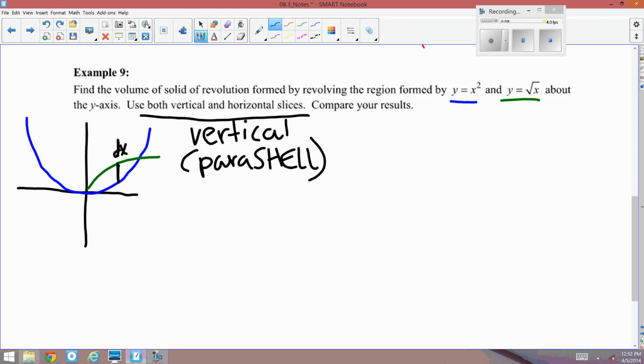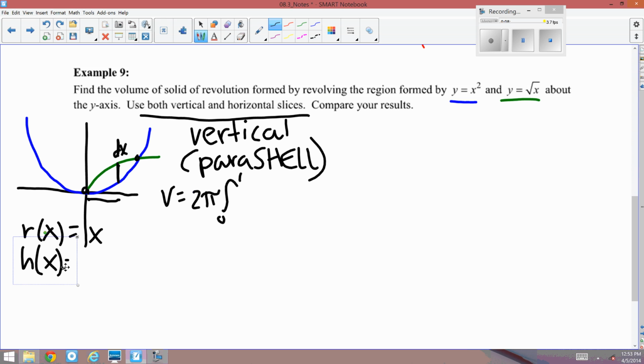Okay, my shell method. Alright, so volume equals 2 pi times the integral of, well, I know I'm going 0 to 1. My radius, though, what is my radius here? It's just going to be x, because that's how big I want it. Okay, my height is going to be square root of x minus x squared. So I have x times square root of x minus x squared dx.